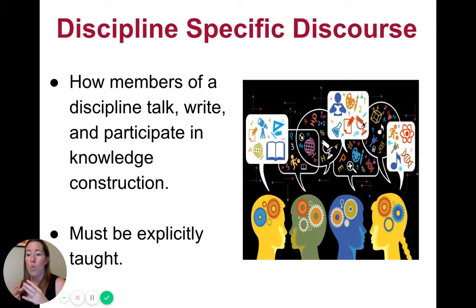All right, so whoever we ask them to be, whether it's mathematicians or scientists or engineers, they're going to have to speak in a certain way. And we call that discipline-specific discourse. So discipline-specific discourse is how members of a discipline, mathematicians, engineers, scientists, talk to one another, the words that they use, the phrases that they use. It's how they write, and how they construct knowledge together. All right. It sounds different than the way we talk in our normal lives or for our kids out on the playground. And it must be explicitly taught.